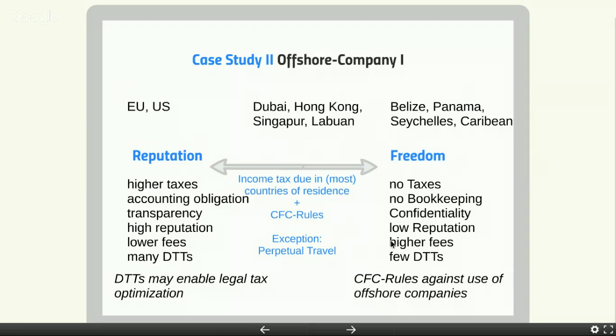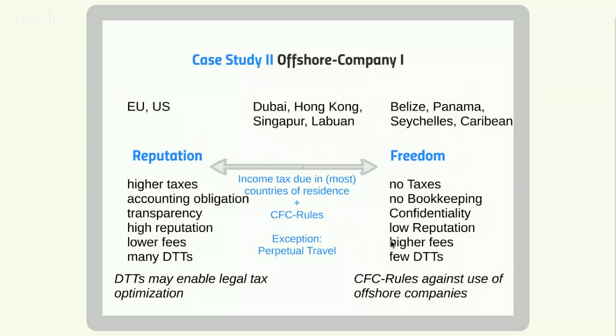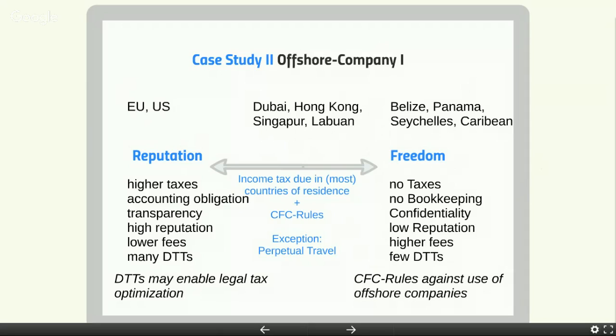But on the other hand, you have a low reputation. It might get quite hard to open a bank account. It might be hard to deal with some internet providers. If you want to sell things on Amazon, it might be hard to get accepted. If you want a PayPal business account, it might get hard. But there are other opportunities there for you. Fees are a bit higher there.